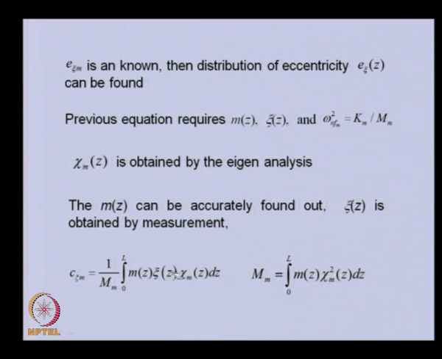So you can see that with the help of these quantities we can get how the distribution of the eccentricity will be. And once we know this eccentricity variation, then we can balance the rotor, because this is the main aim. What is the eccentricity variation?